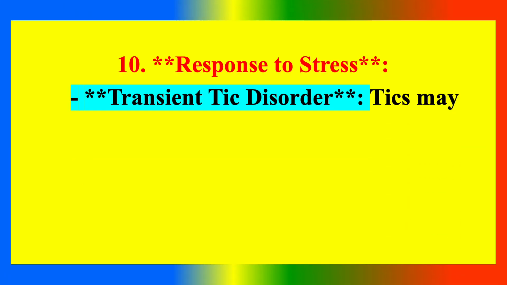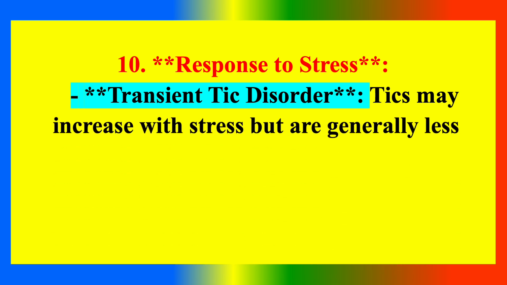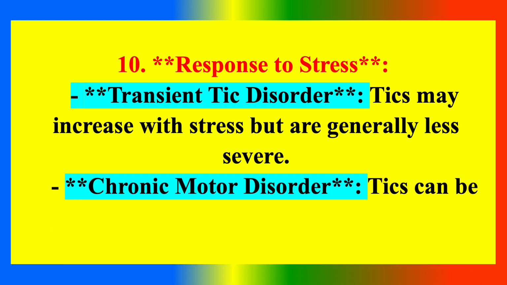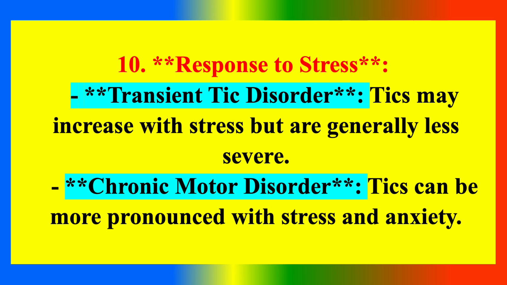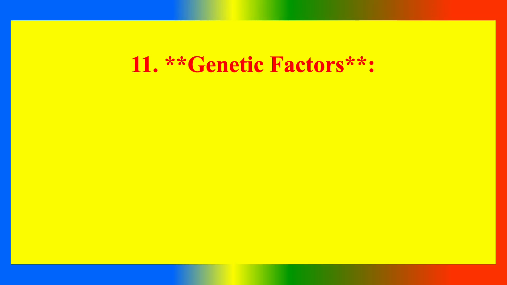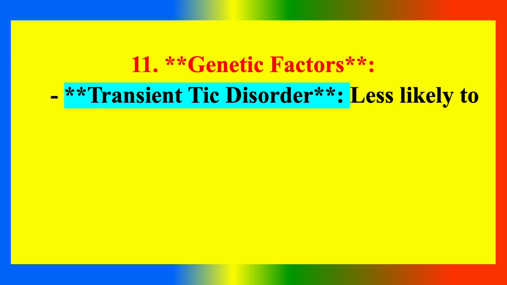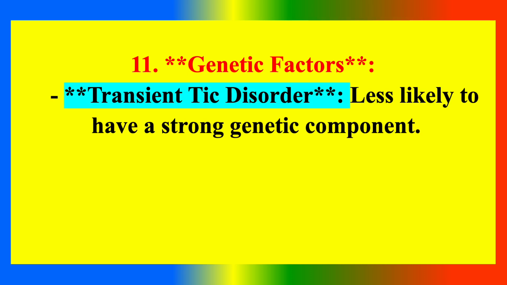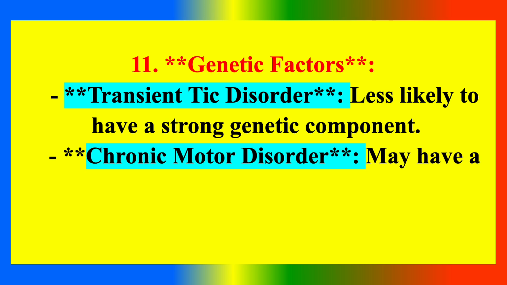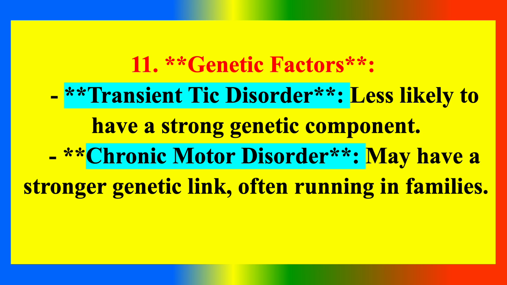10. Response to stress. Transient tic disorder tics may increase with stress but are generally less severe. Chronic motor disorder tics can be more pronounced with stress and anxiety. 11. Genetic factors. Transient tic disorder is less likely to have a strong genetic component, but chronic motor disorder may have a strong genetic link, often running in families.